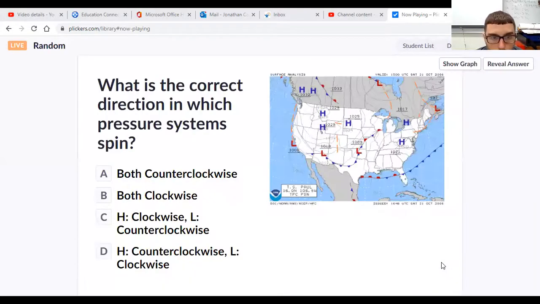What is the correct direction in which pressure systems spin? Are high and low pressures both A, counterclockwise, B, both clockwise, C, clockwise with low counterclockwise, or D, high counterclockwise, low clockwise? I might have done this in air masses 1, but my apologies if I repeat this question. Hopefully you remember it and know it this time. Pause the video, see what you think. Could be a quiz or test question. Answer is going to be letter C. High pressure is clockwise, low pressure counterclockwise.